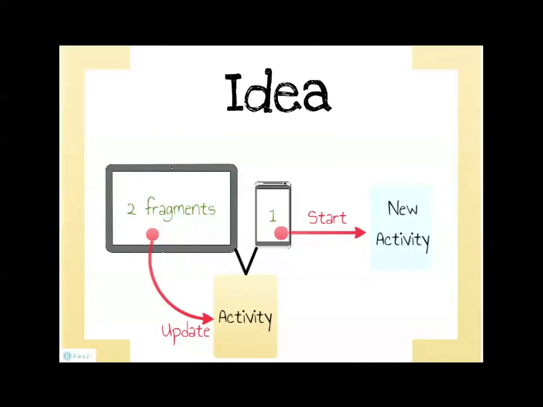In our tablet, we have two fragments, and in our phone, we have one fragment. They both use the same activity that defines them, but whenever you click on things in the tablet, you just want to update your current activity instead of starting something new. But on the phone, you're going to start a new activity. And this new activity will never be used on the tablet. It's a completely parallel set of activities that are only going to be used for the phone.